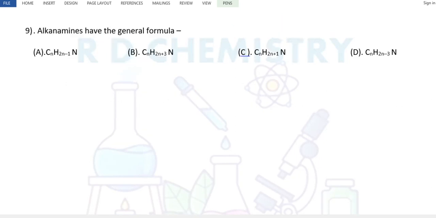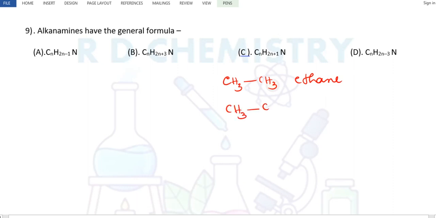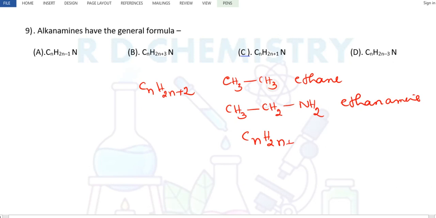Question number 9. Alkanamines have the general formula. Alkanamines are derived from alkanes. Let me take one example, CH3-CH3, this is ethane. Alkanamine means one hydrogen atom is replaced by the amine group. This is known as ethanamine. The general formula of an alkane is CnH2n+2. Here it becomes CnH2n+1, because one hydrogen is removed and replaced by NH2 now.